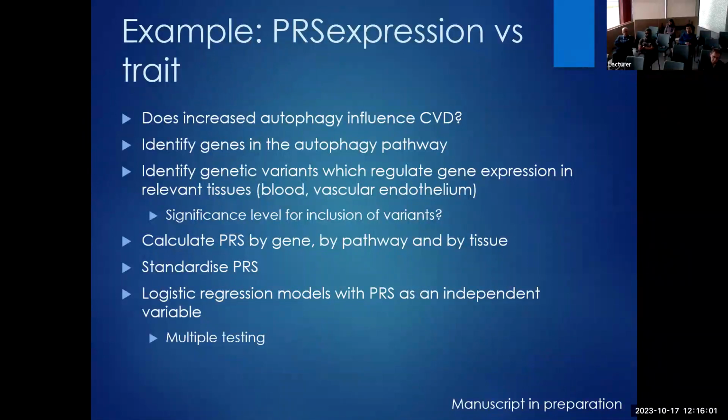So if we're looking at PRS of expression versus phenotype, the question we asked was, does increased autophagy influence cardiovascular disease? So we identified genetic variants which regulate gene expression of all the genes involved in an autophagy pathway in a relevant tissue. We used the standard significance level that GTEx say for defining which genetic variants go into the model, checked the LD, created polygenic risk scores by gene, by pathway, and by tissue.